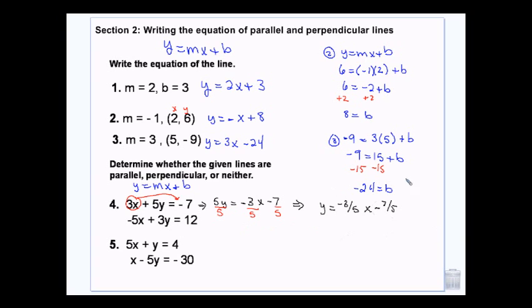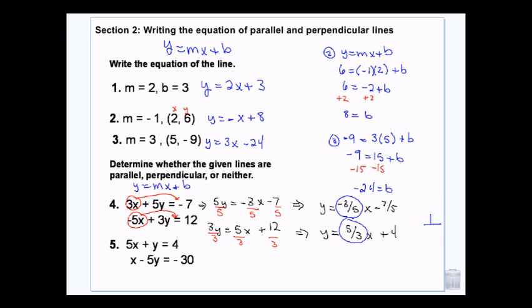And then I do the same for this. I'm going to move that -5x over. And I get 3y is equal to, it's now positive because it was negative on the other side, so it's positive on this side, plus 12. Divide everything by 3. And I get y is equal to 5/3 x plus 4. And then I'm going to be comparing these two numbers. They're opposite and they're flipped. So that makes these lines perpendicular. So far okay? Good review?